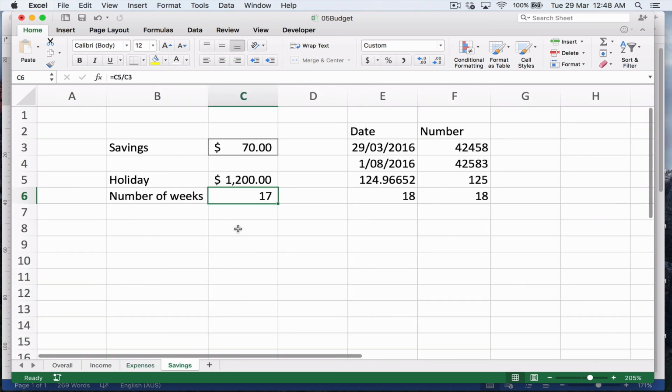All right, so that's one way of calculating a budget for going on holiday. I'm not going to go through any more advanced features than that. And good luck.